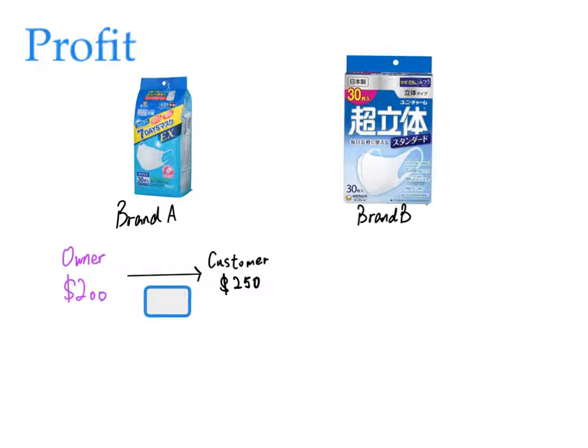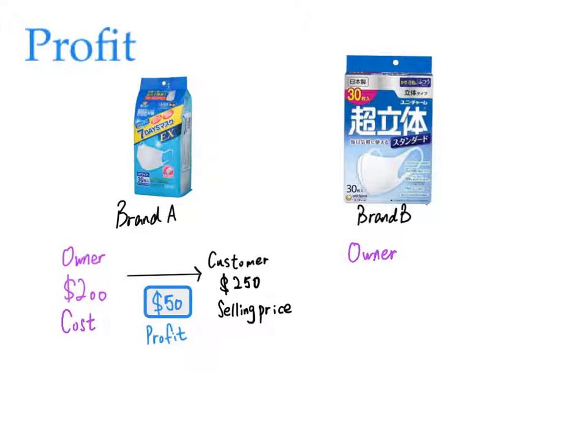In this case, I can earn $50. It is the profit. $250 is the selling price 售價, and it is the cost 成本.